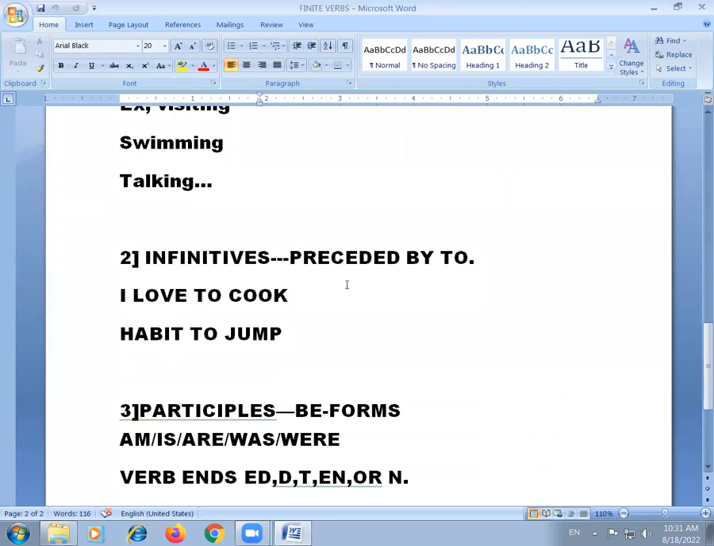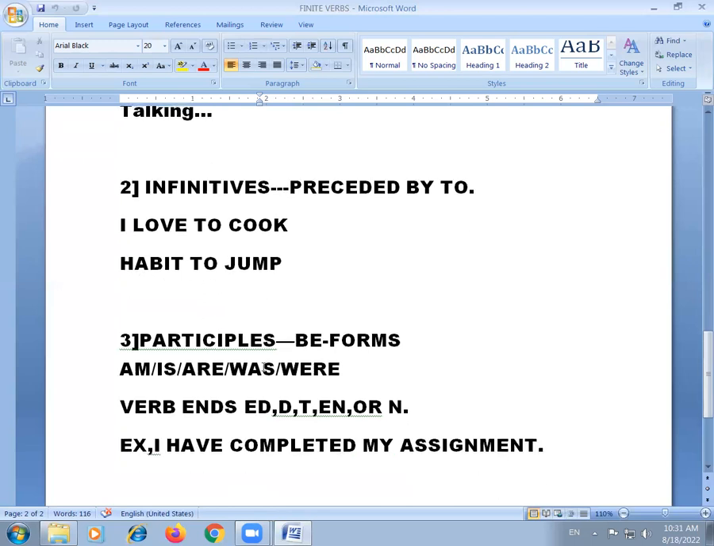Next one, infinitives. Infinitives are the base form of verbs and are always preceded by to. The dictionaries use this form of the verb. For example, I love to cook, to jump. So these are called infinitives. And the participles.